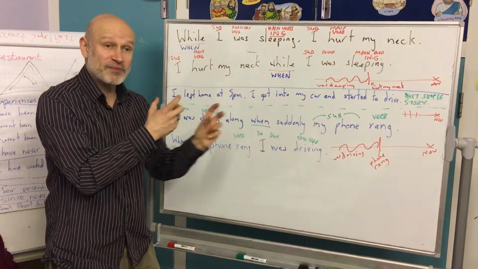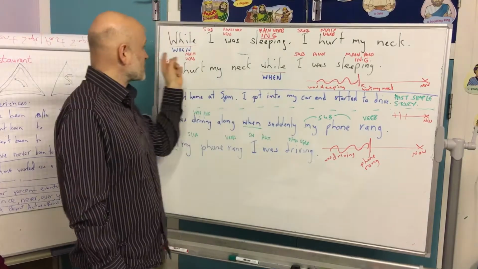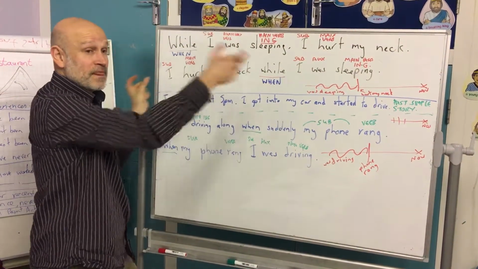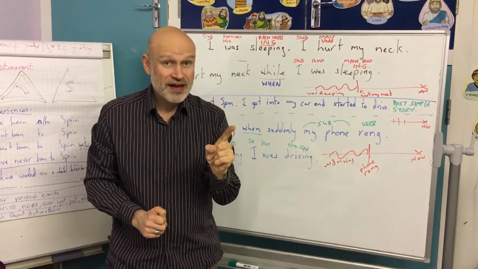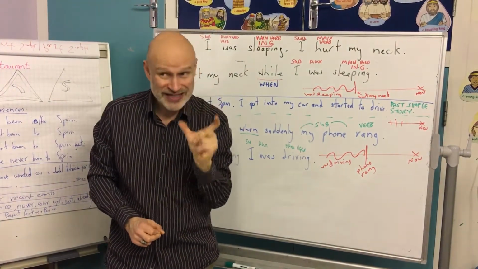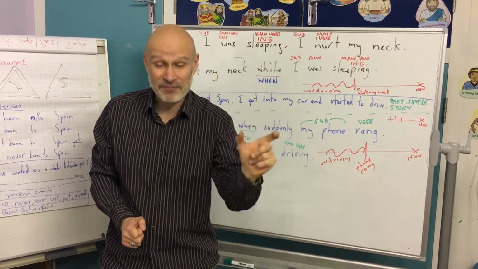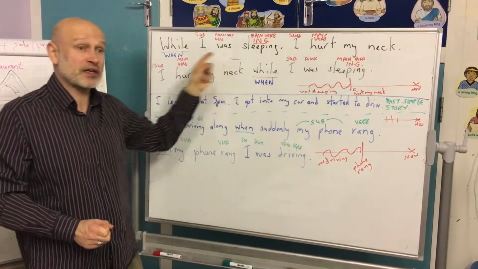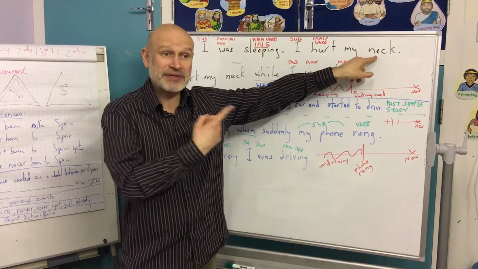It doesn't matter which way you put it, but the important thing is you need to think when you see the sentence, because it could be either way. You have to think, what happened first? And the thing that happened first is in the past continuous. The thing that happened second is in the past simple. And that's what you need to remember. So it's quite obvious when you see it written like this, while I was sleeping, that happened first. I hurt my neck, that happened second.